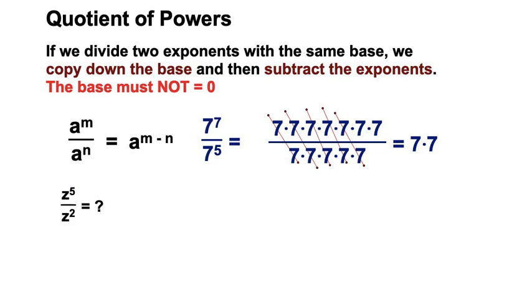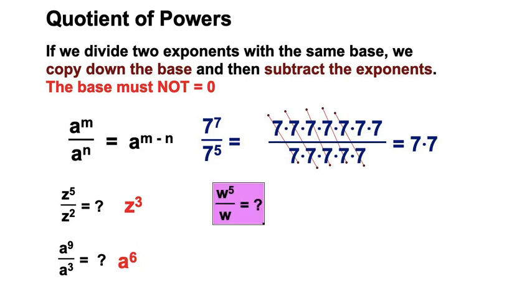Okay, you got this. Same base, copy down the base. What's the base? Z. 5 minus 2, z to the 3rd power. How about this one? Same base? Yes, it is. Copy down the base. A to the 9 minus 3 power. 9 minus 3, a to the 6th.